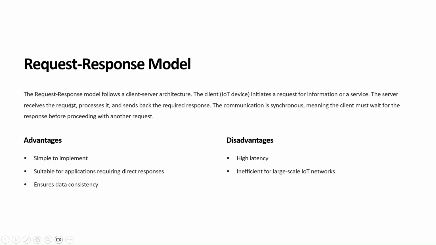Advantages in this request response model are: simple to implement, suitable for applications requiring direct response, and ensures data consistency. Disadvantages are high latency and inefficiency for large-scale IoT networks. Here, the high latency is because when the client initiates a request, the server has to process it and send back the required response. For that amount of time, the client has to wait before making any other request.